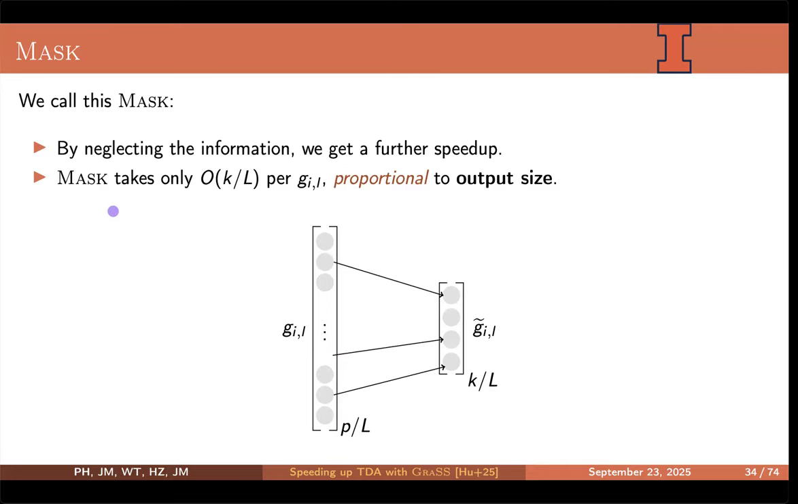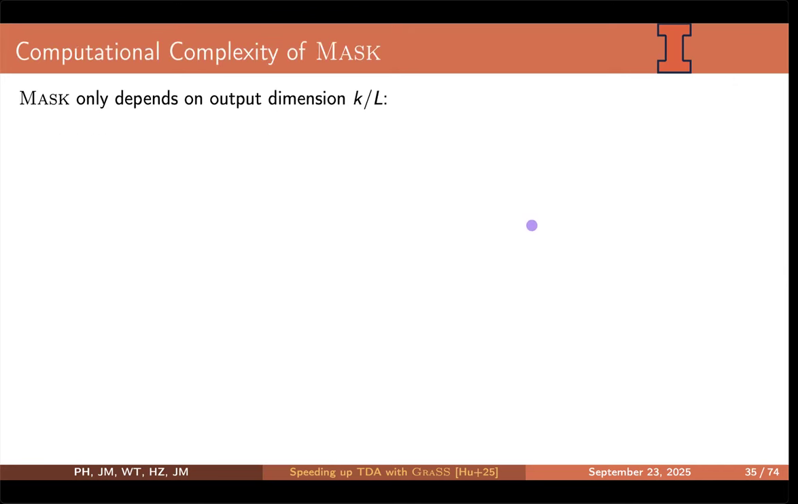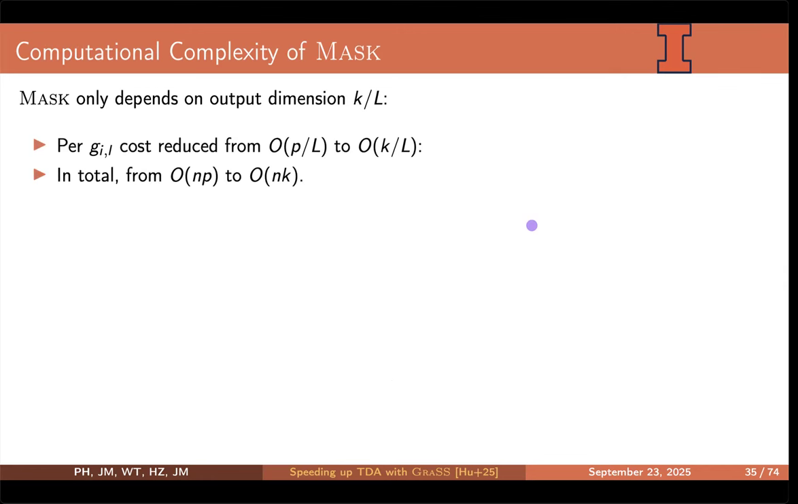We see that this takes only O of k over l. This literally takes time proportional only to the output size. So this seems very hard to beat, because it only depends on the output dimension. And if you are going to write to some outputs, this is the lower bound. So you see per layer it costs only k over l, and in total it costs only nk.